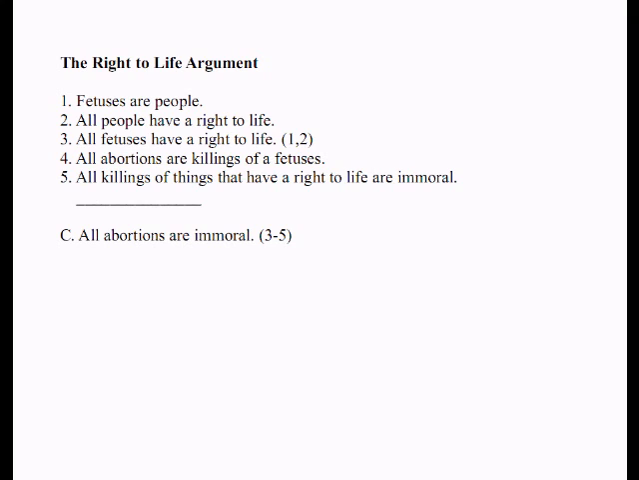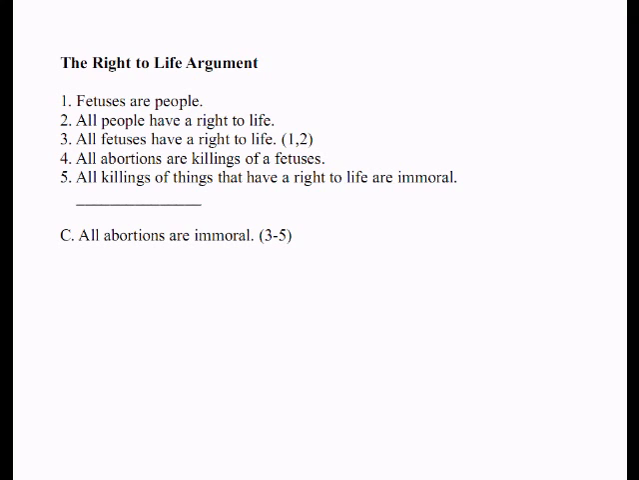And of course, 3 is a sub-conclusion. It follows from 1 and 2. That if fetuses are people and all people have a right to life, then all fetuses have a right to life. Premise 4 is all abortions are the killing of a fetus. And premise 5 is all killings of things that have a right to life are immoral. And then, of course, we can conclude from those premises, or at least premises 3, 4, and 5, that all abortions are immoral.